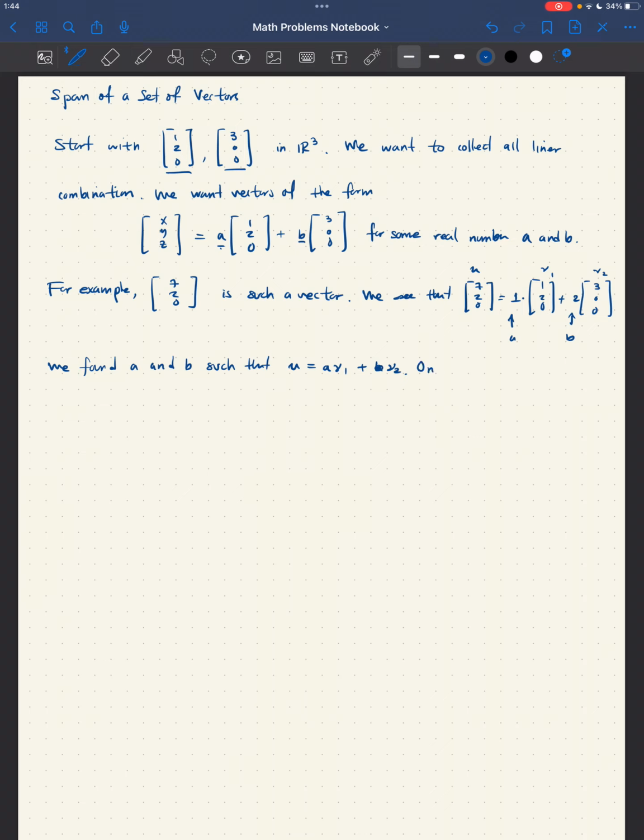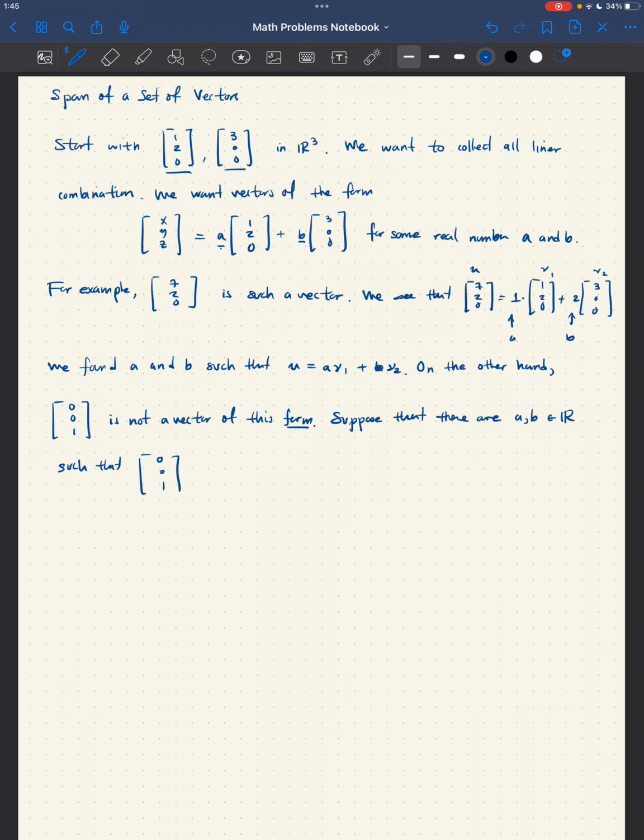Now, on the other hand, because we need to compare, the vector 0, 0, 1 is not a vector of this form. Now, how do we know? Why? Well, suppose that there are a and b real such that 0, 0, 1 is equal to a times 1, 2, 0 plus b times 3, 0, 0.